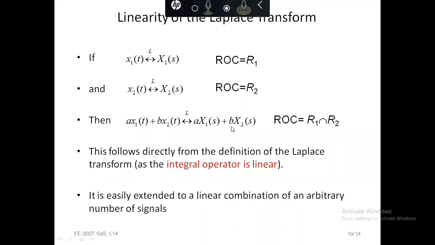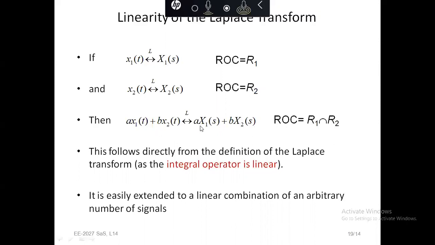And also one thing we need to take care about is the region of convergence, because the region of convergence will be changed. Region of convergence is the region where the system is stable, and the region of convergence for x1 of s is R1 and x2 of s is R2. So what will be the region of convergence for the function a x1 of s plus b x2 of s? That will be the intersection of the two regions of convergence.